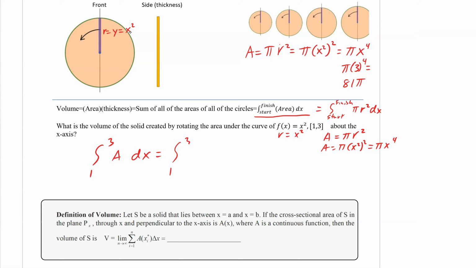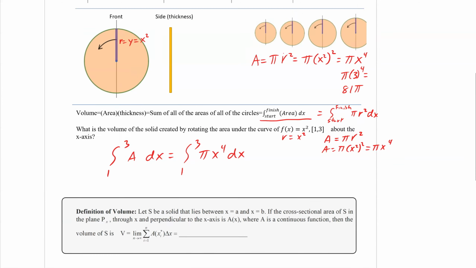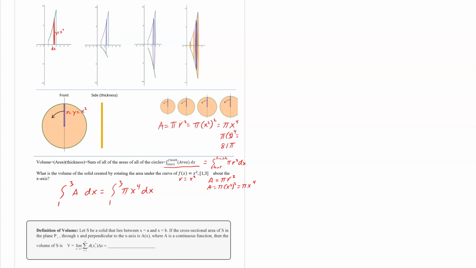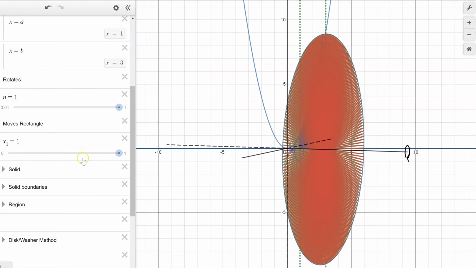We do 1 to 3, pi x to the 4th dx, and what this will give us is the volume of that solid. The way I like to look at it is the area of that one disk is A, its thickness is dx. So now we have found the volume of just that one paper thin disk, and what it's going to do now is add up every single paper thin disk from 1 to 3, as it again translates through our function.